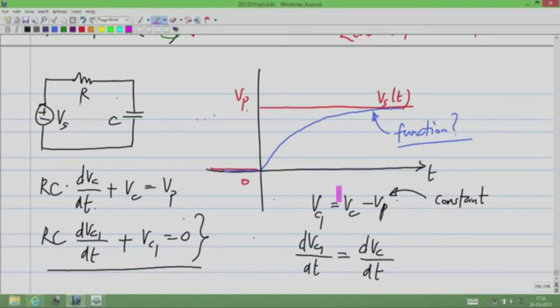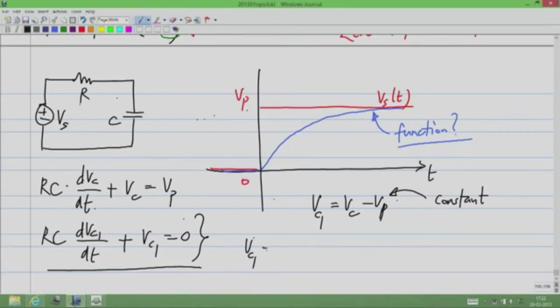Okay. So while solving problems, you do this all the time, right? You define some variable in terms of other variables and substitute. In this case, I have defined Vc1 to be a variable Vc minus Vp. What I want to calculate for is Vc. So instead of that, first I will calculate Vc1, and from that I will calculate Vc. Okay. So if I do that and write the differential equation in terms of Vc1, I will get a homogeneous equation. Okay.